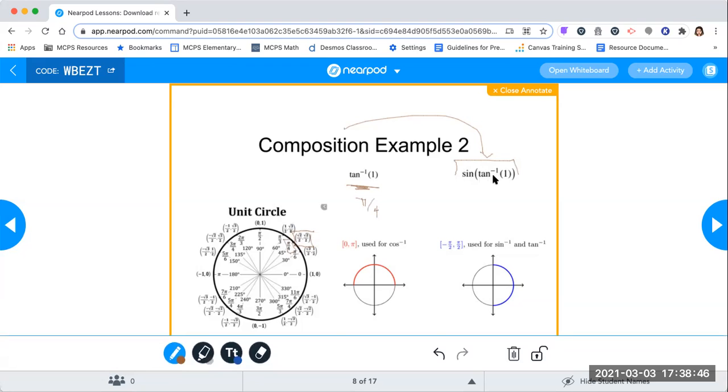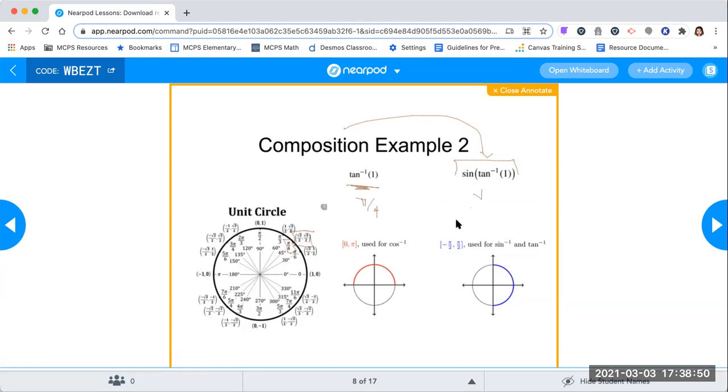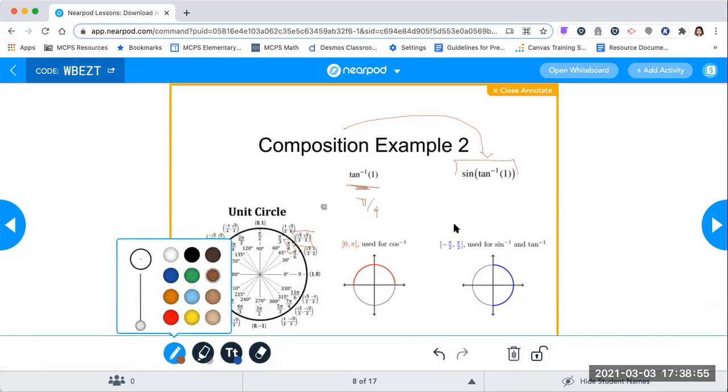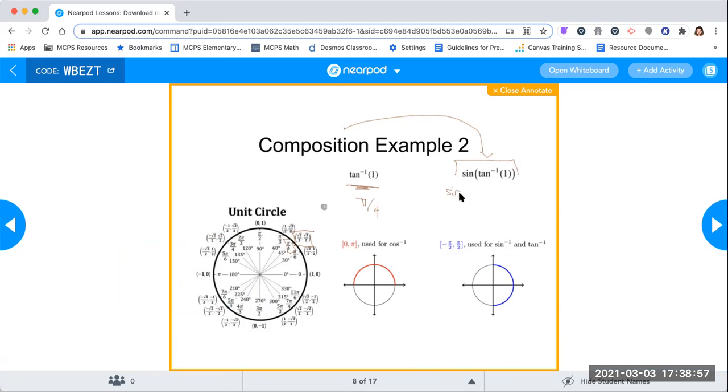Sine of inverse tangent of 1. So what's the sine of pi over 4? It's root 2 over 2. So to make it a little clearer, sine of pi over 4 is root 2 over 2.